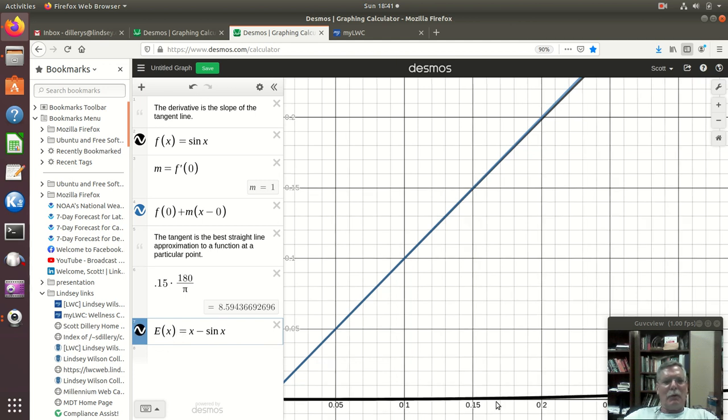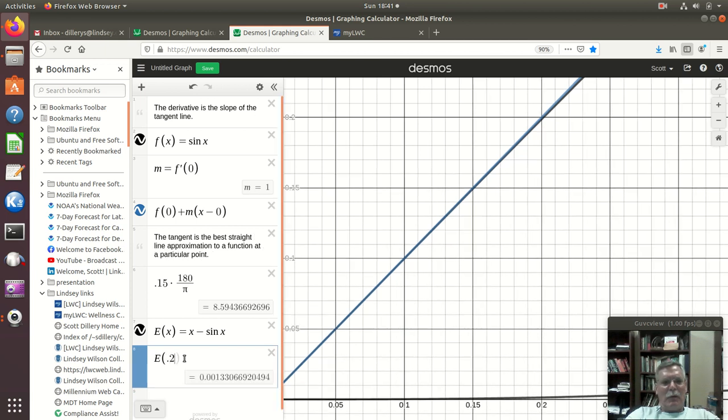And as you look at this, it's not very big, so I can actually ask, well, okay, how big is the error? So e of 0.2, 0.0013 difference between those two curves. And so, well, how many degrees is 0.2 radians? We're clear up to 11 degrees.